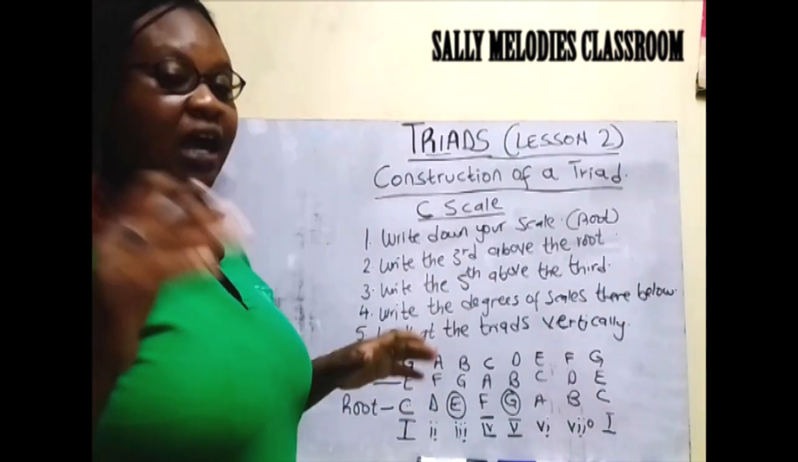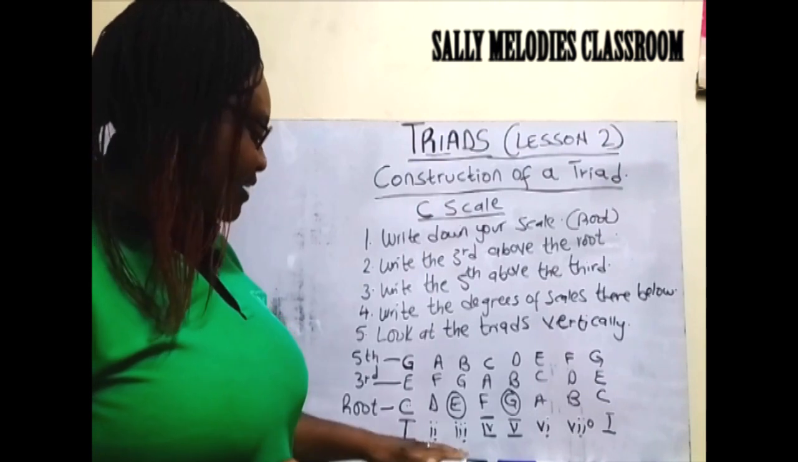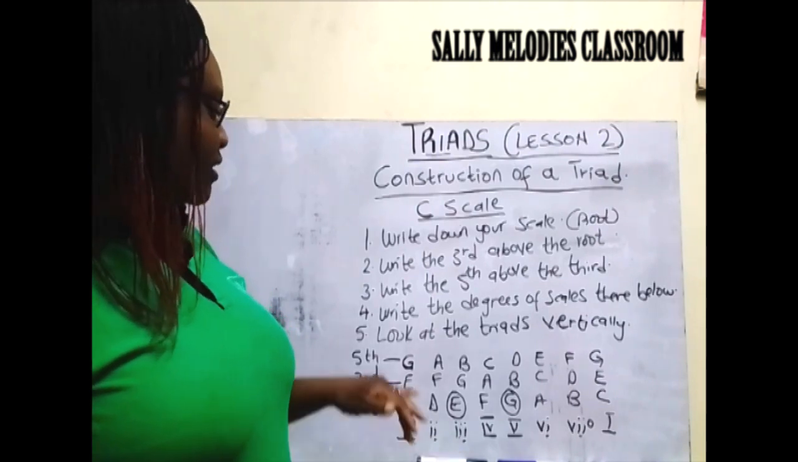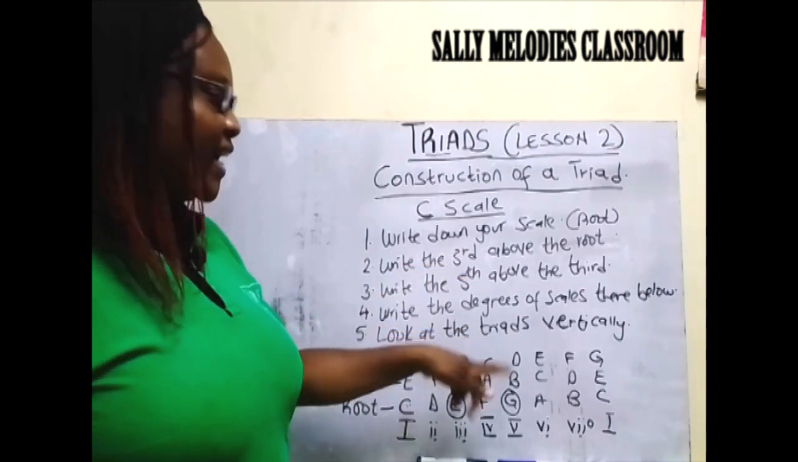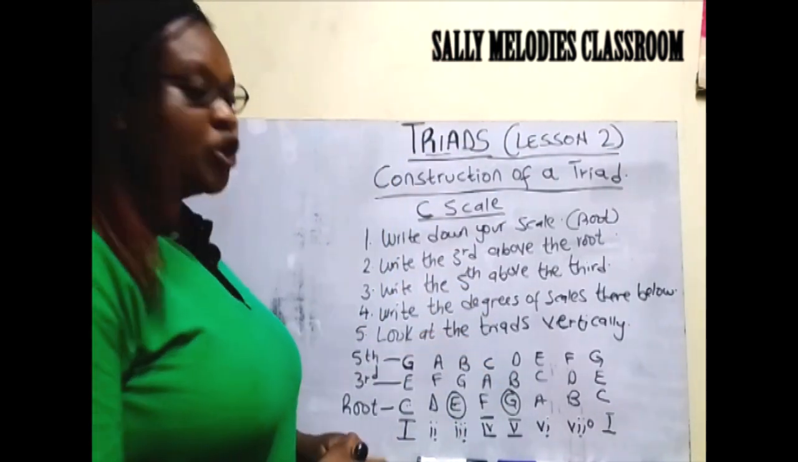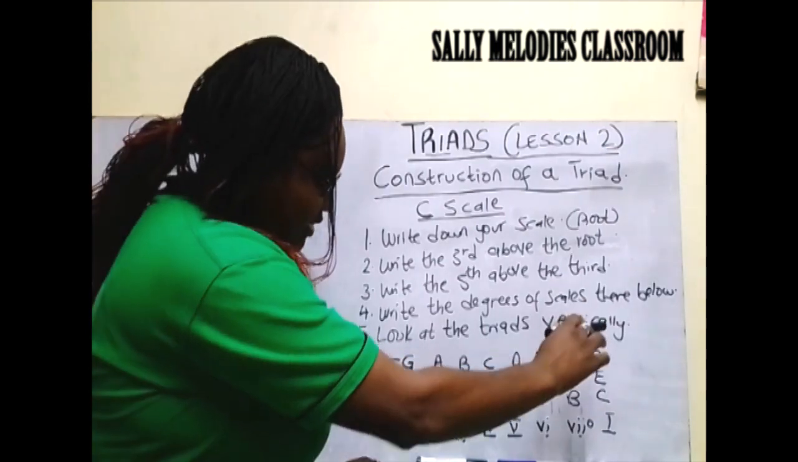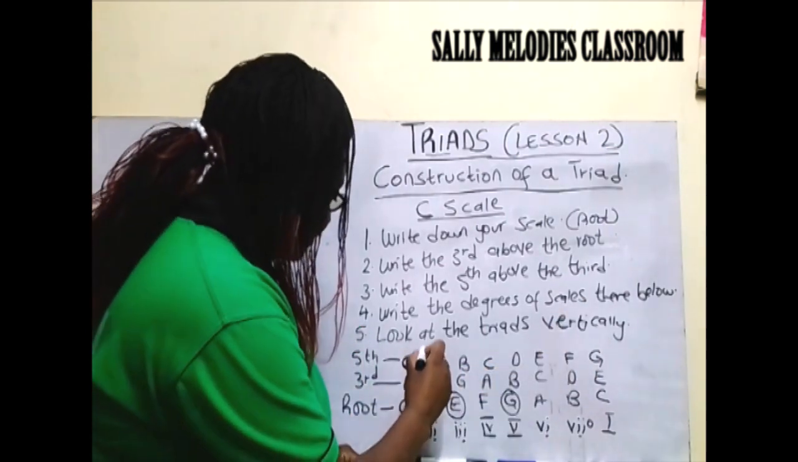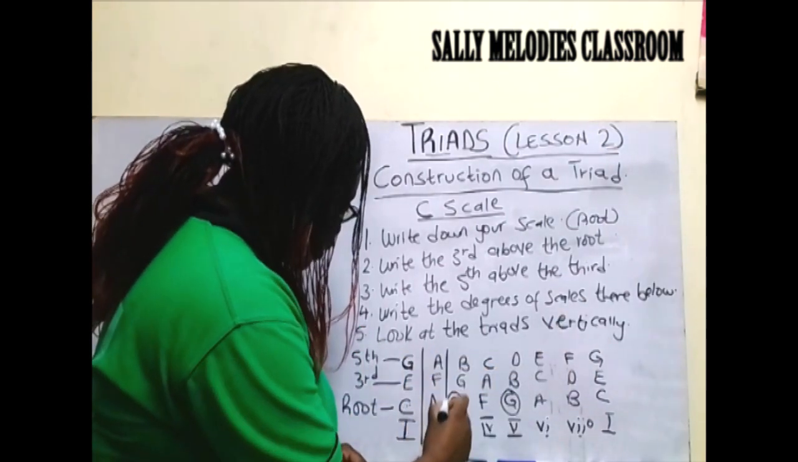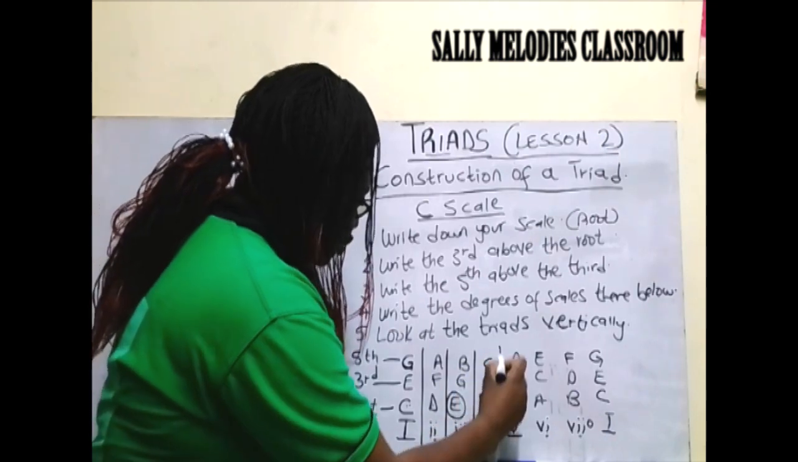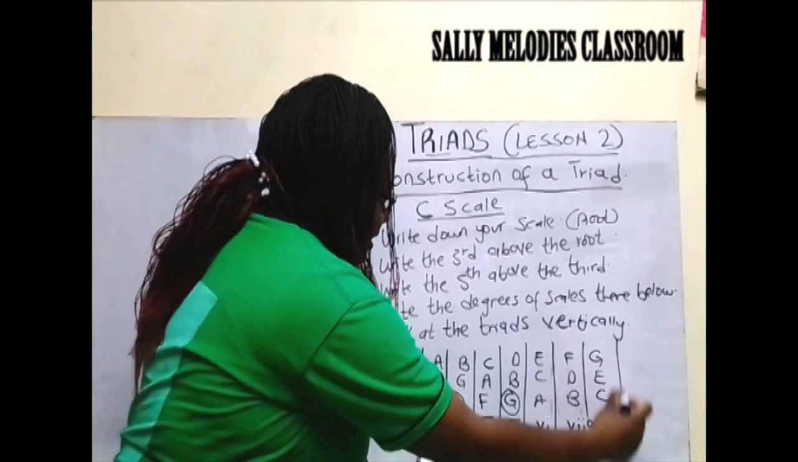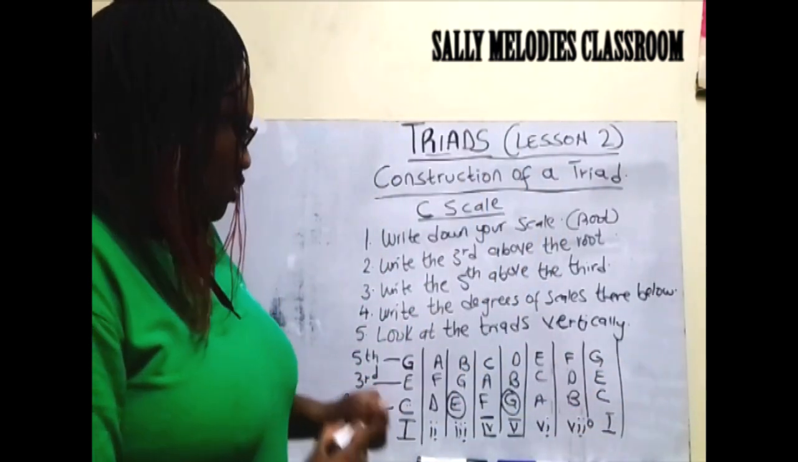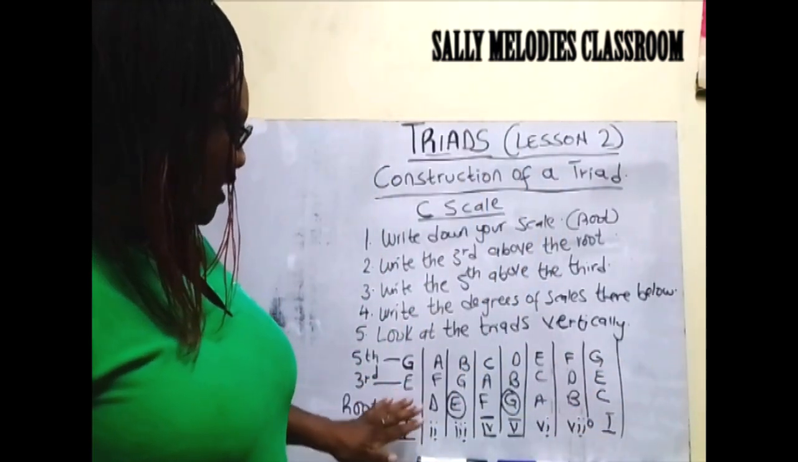After you write the degrees down there, then we say that number 5, you start looking at the triads vertically. You are not going to look at them horizontally. Now we want to look at them vertically like this. So you can even partition them. You can draw lines going down like that. So you start looking at your triads vertically.